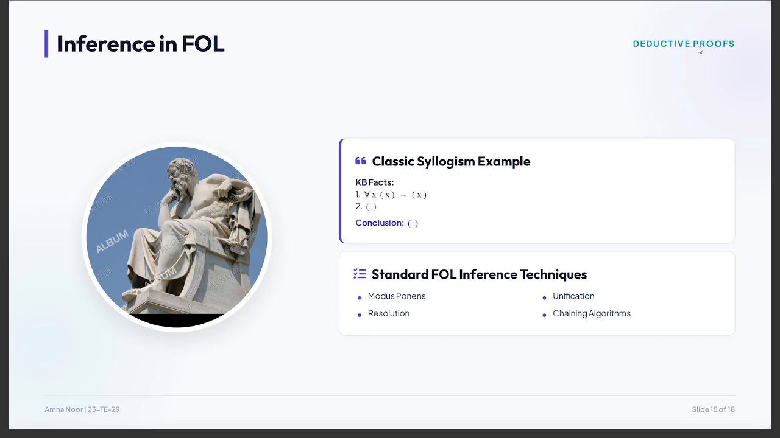Then we have inference in FOL. Inference in first order logic is the process of deriving new facts from existing knowledge. For example, if all humans are mortal and Socrates is a human, then Socrates must be mortal. This shows how logical reasoning works in AI systems.